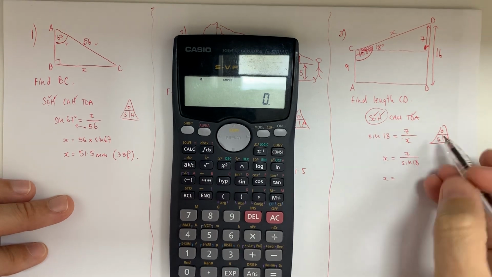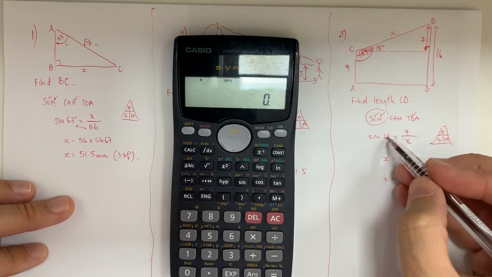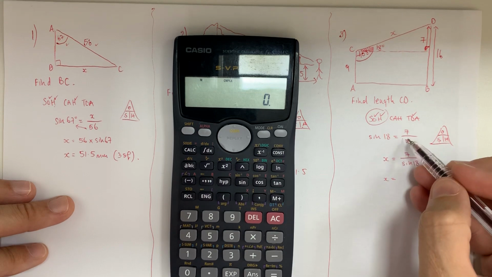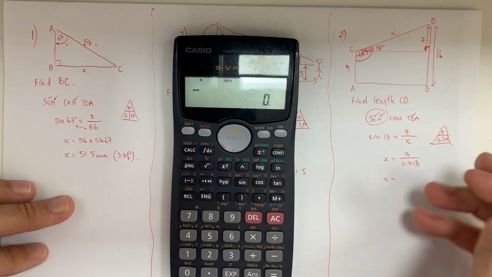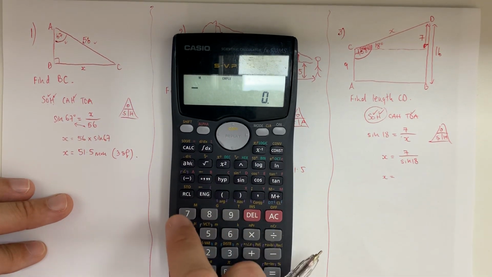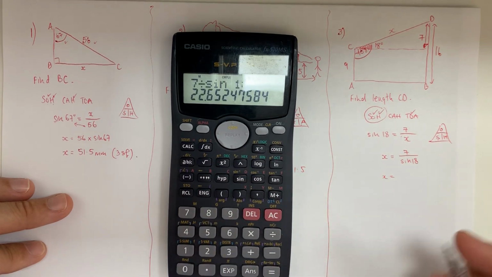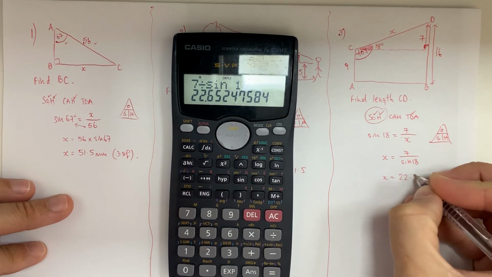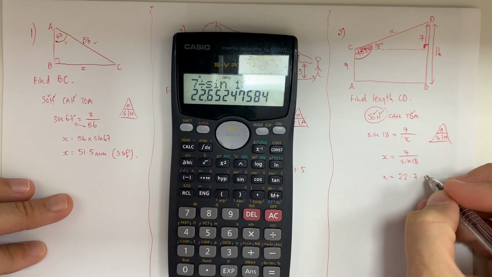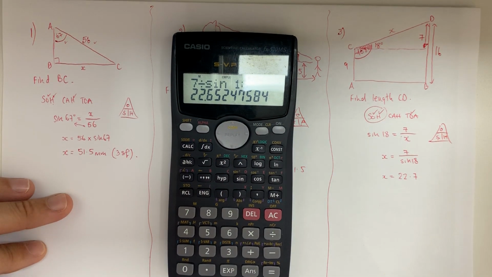This is the bit that a lot of students make mistakes on because they multiply instead of dividing. So you need to understand the differences. Pop it in the calculator. 7 divided by sine 18. And that gives me 22.7. And the units for that one is in centimetres.